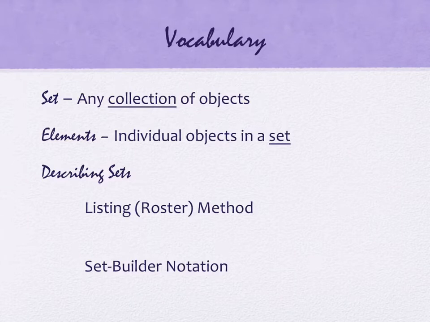There's a couple different ways that you can describe sets. One is called the listing or the roster method. I'm just going to give you an example of one of them. So the listing or the roster method might be something like this, where it lists specific numbers. If I looked at the roster for this class, it lists all y'all's names. So it's just a listing of whatever you're describing.